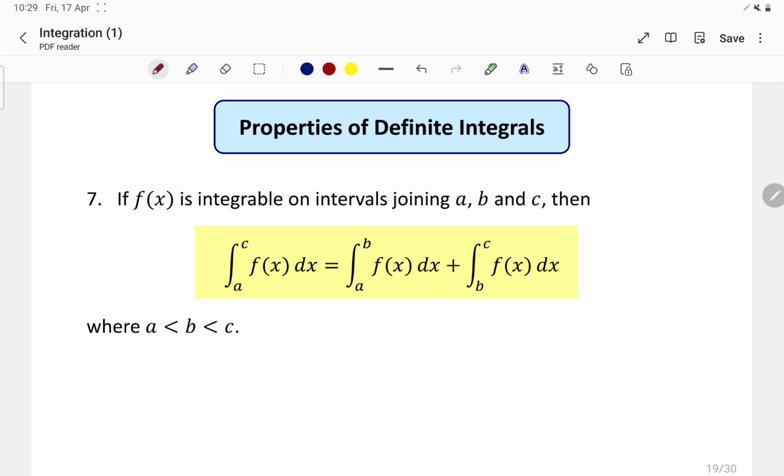Let's say you have a function here, going from a to c. You can separate it into a to b and b to c. So what is the value of b here? It should be within the range that you have. Okay, let me give you an example.